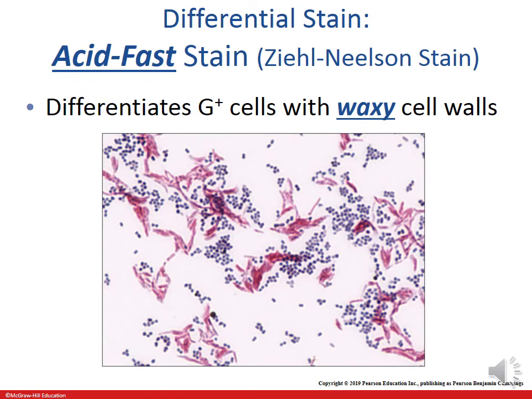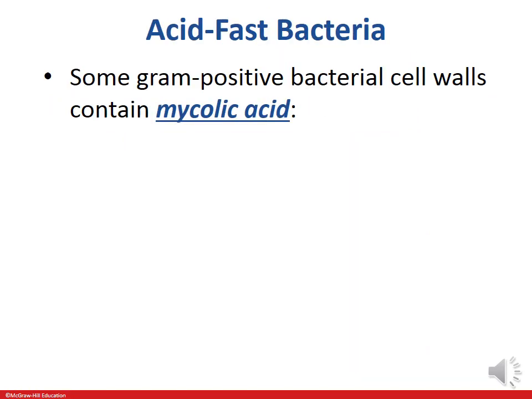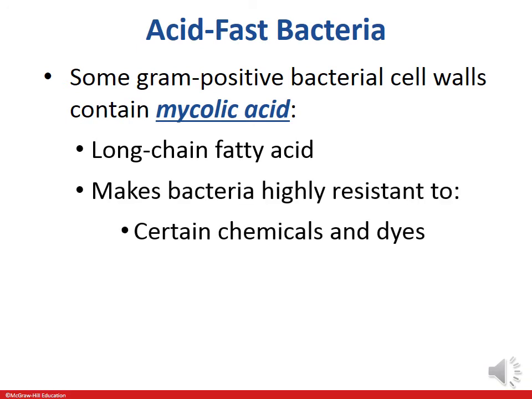A special kind of stain really differentiates Gram-positive cells that have that waxy component. You recall we talked about mycolic acid. These are what we call acid-fast cells. The Ziehl-Neelsen stain was the historic name for this. If you get a culture back from a paint sample and they have acid-fast rods, those have this mycolic acid, which is just a special kind of fatty acid that makes these bacteria very resistant to certain chemicals and the dyes associated with these staining procedures.